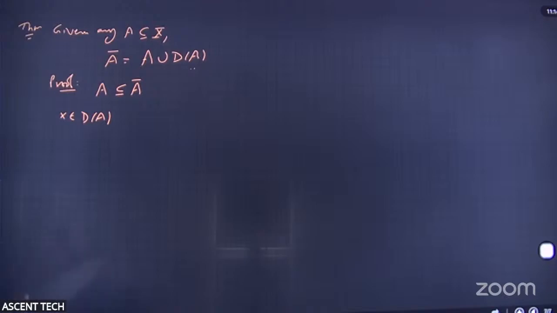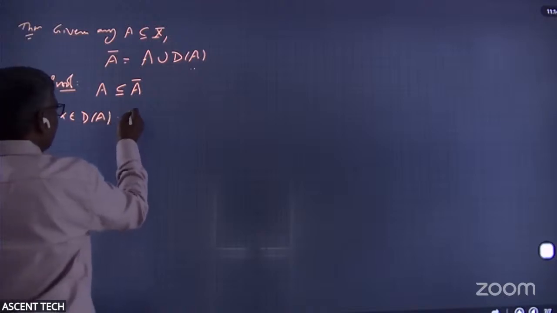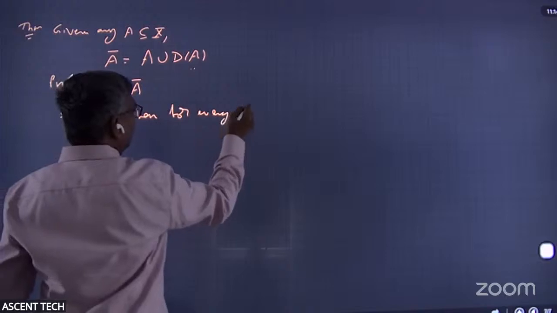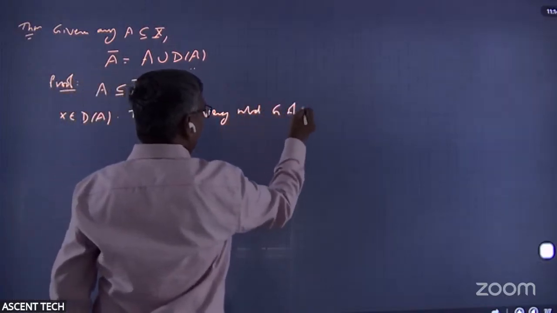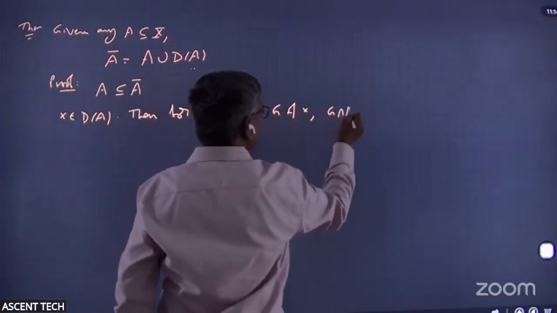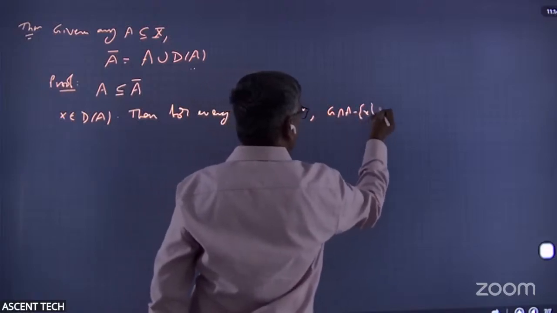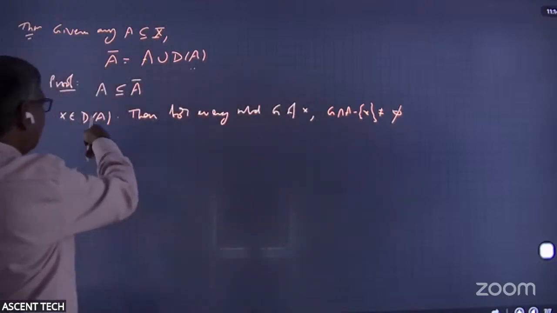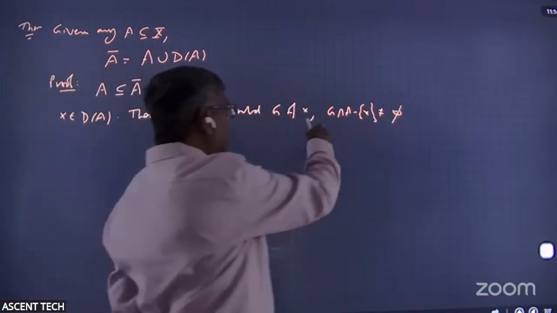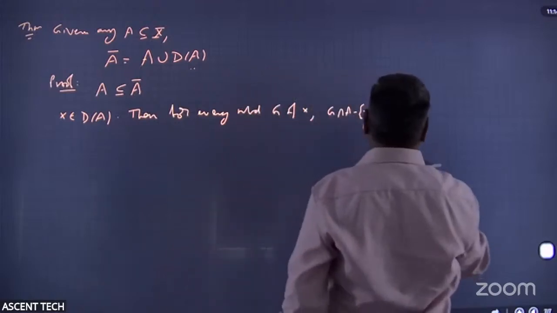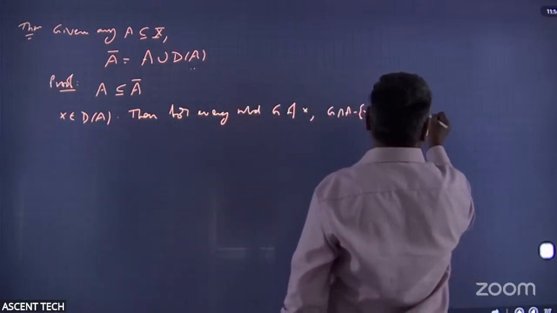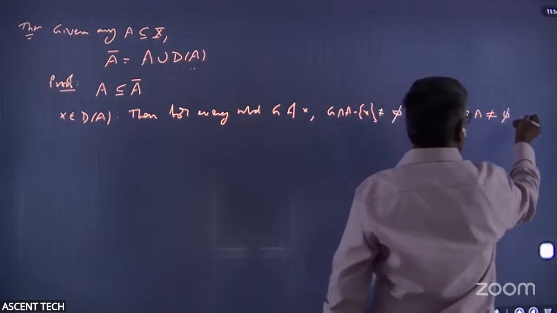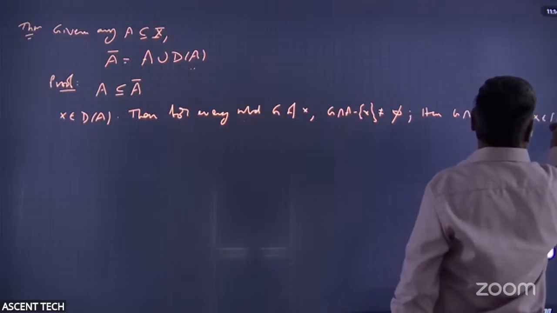Yeah, I think this is very simple. For every neighborhood G of X, G intersection A minus singleton X is non-empty, because X is a limit point. But then G intersection A is also non-empty. Hence, G intersection A is non-empty. Therefore, X is in A bar.